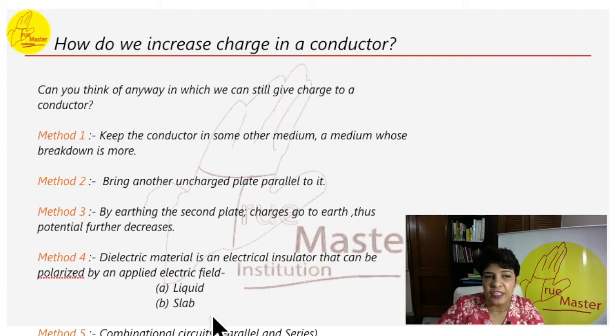However, this is the fourth method, by adding a liquid or slab dielectric material. Now the fifth arrangement is by arranging the capacitors in parallel and series. By different combinations of how the capacitors are connected together in the circuit, this also can increase the capacitance. These are the five methods which will be covered in these videos, and there will be various derivations and various formulas that you should keep noting down as the video goes on.